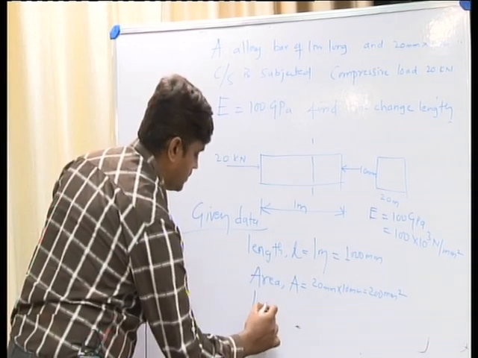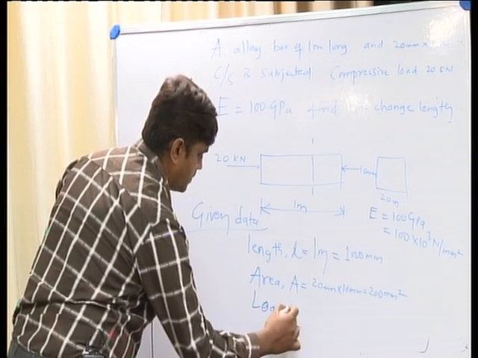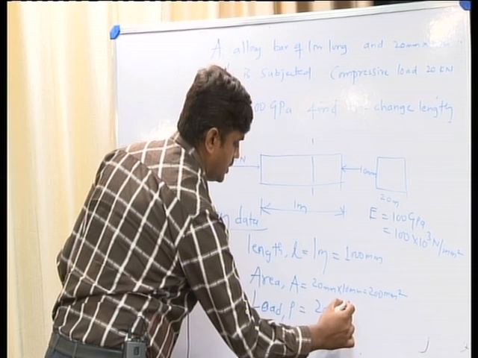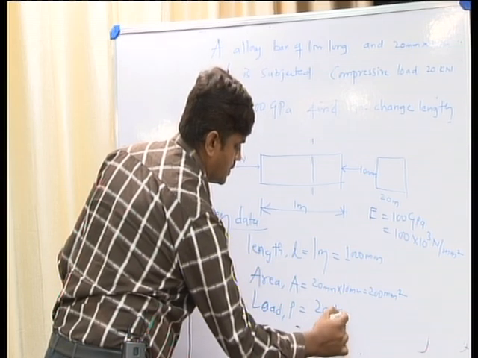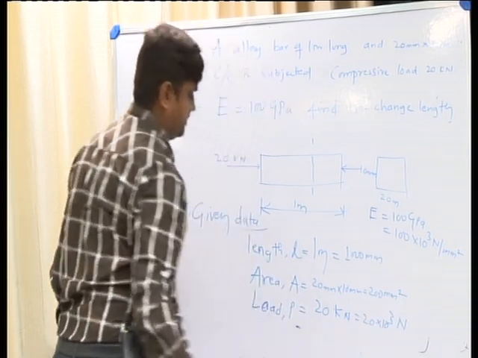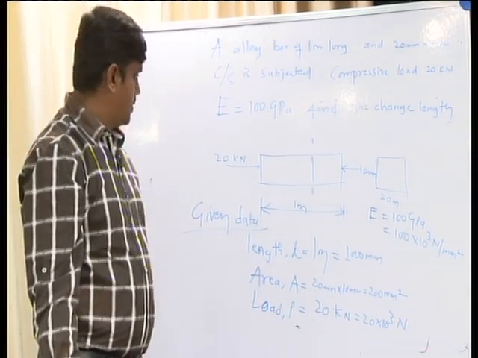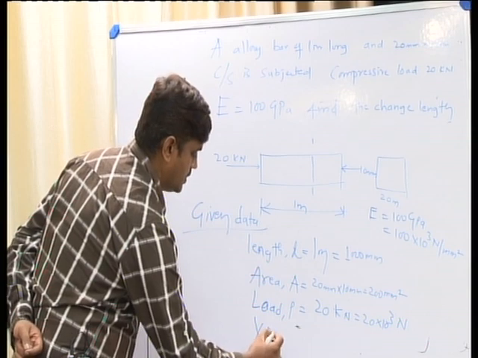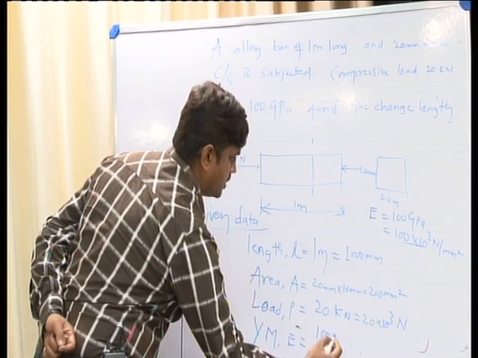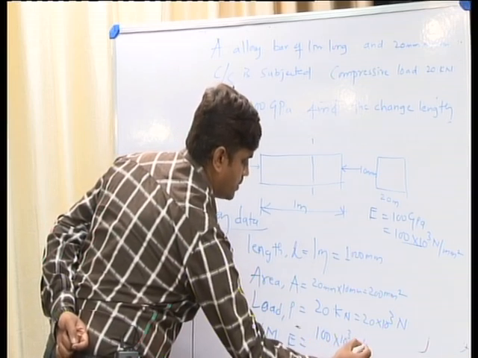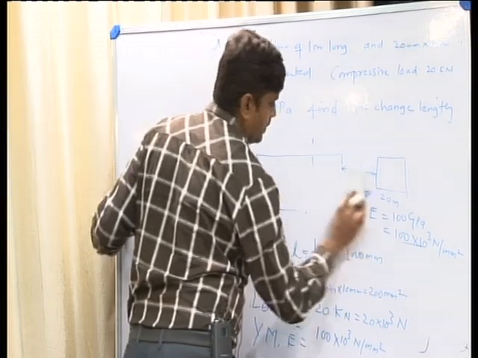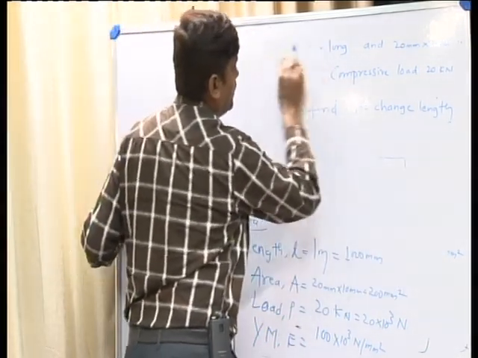Load P is 20 kilonewton, that is 20 into 10 raised to 3 Newton, and Young's modulus E is equal to, let's write this value, 100 into 10 raised to 3 Newton per mm square. What to find? To find delta L.